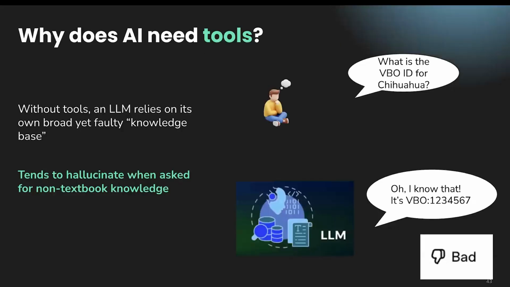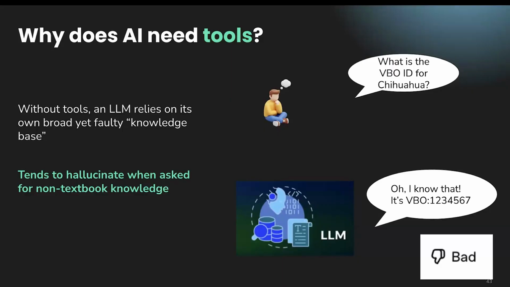So I'm just going to skip over some of this in the interest of time, but really just to give you the idea of why AI is improved massively by giving access to these tools. Without any of these tools, just using an LLM alone will rely on its own very broad but often faulty internal knowledge, what it's been trained on essentially. And when you start asking questions for things that are outside of standard textbook knowledge, a standalone LLM will tend to hallucinate.